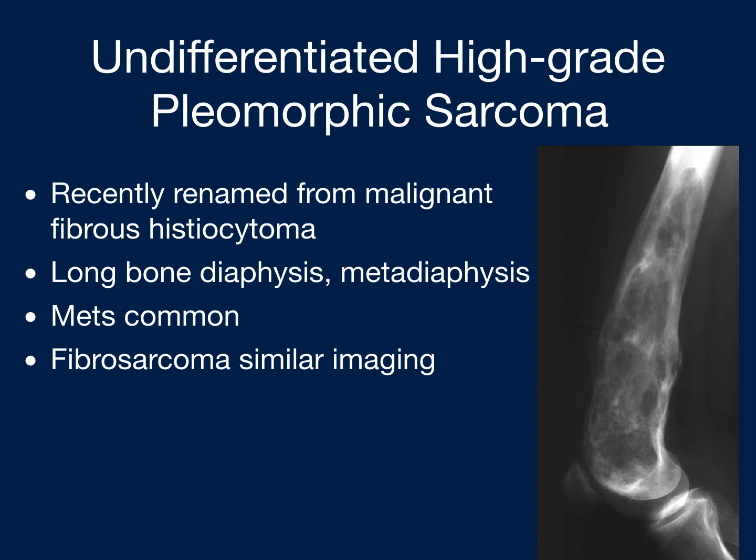The undifferentiated high-grade pleomorphic sarcoma is also known as the malignant fibrous histiocytoma, but it was recently renamed because of the lack of specific cell line of differentiation. This occurs in long bones. Metastatic disease is common, and a fibrosarcoma has similar appearance radiographically.